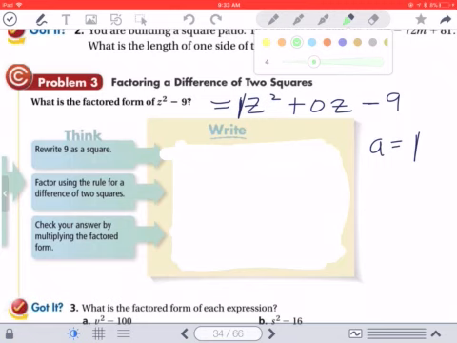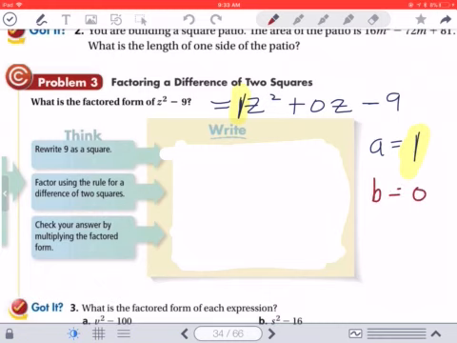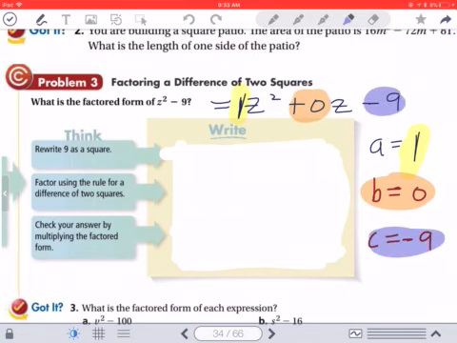Let's get some highlighters going here. A is going to be 1. B is going to be equal to 0. There is no middle term. These ones are kind of the easiest ones to do once you get the hang of them. And c is going to be equal to negative 9. I'll put that one in purple here. So c is negative 9.